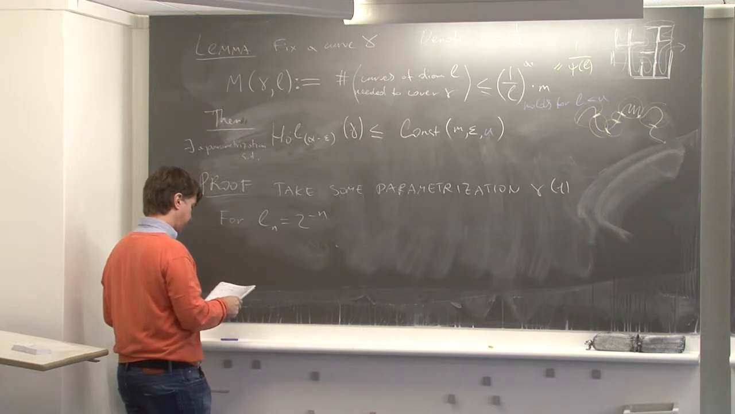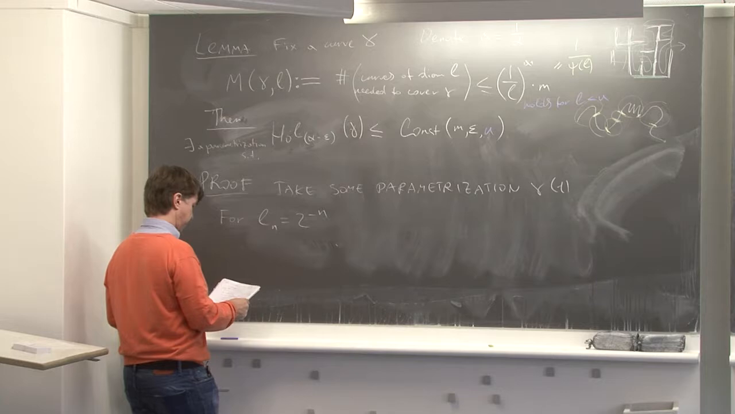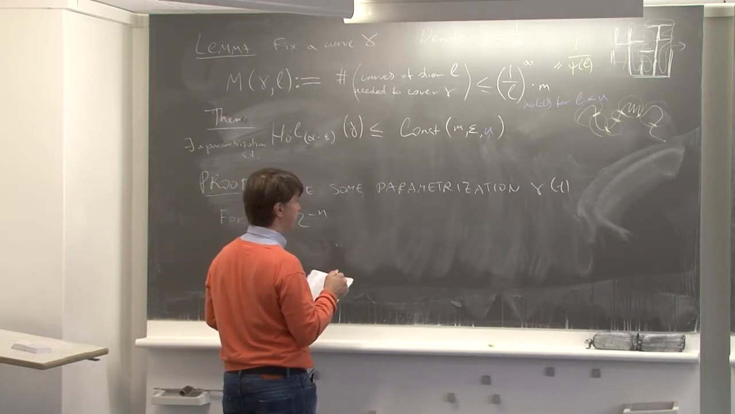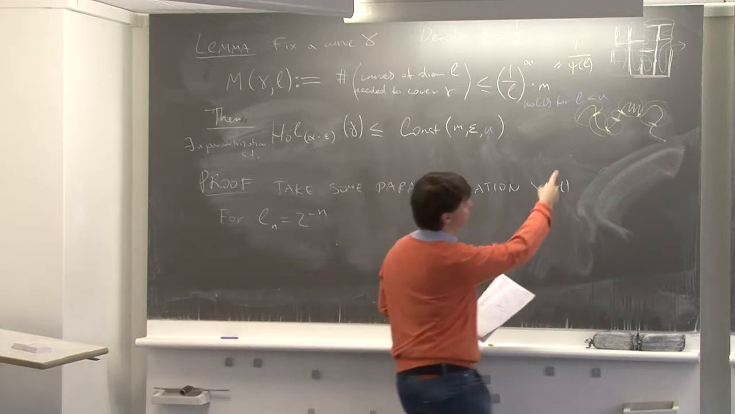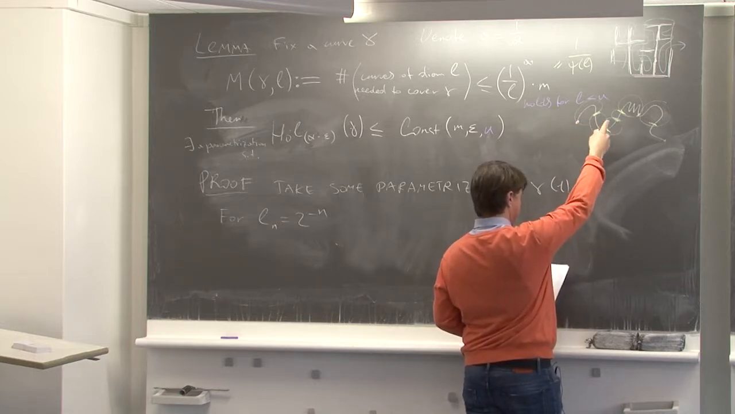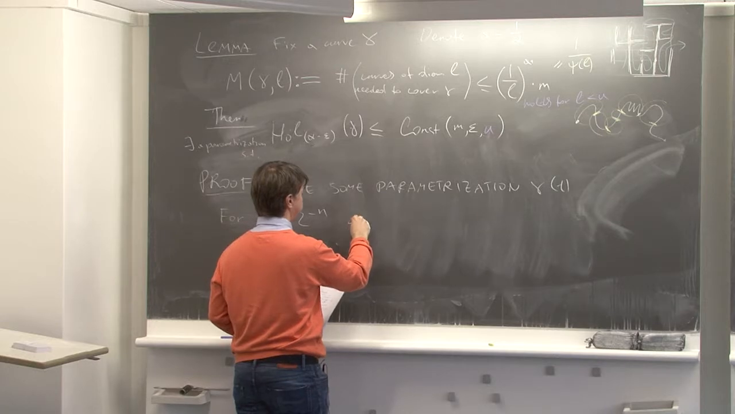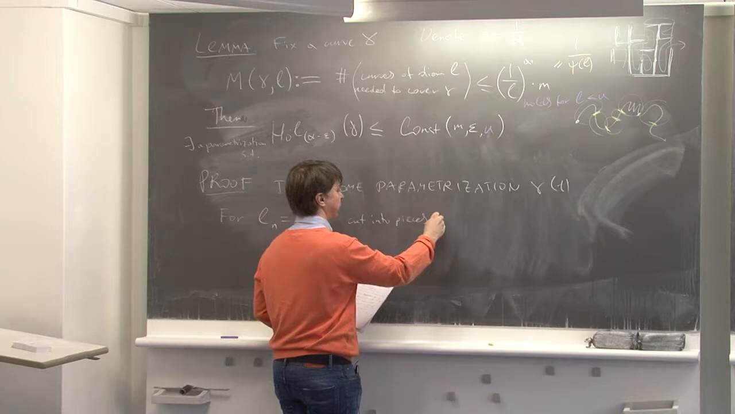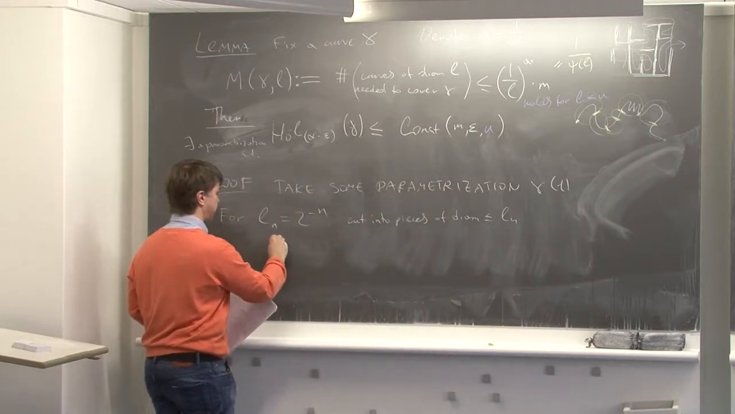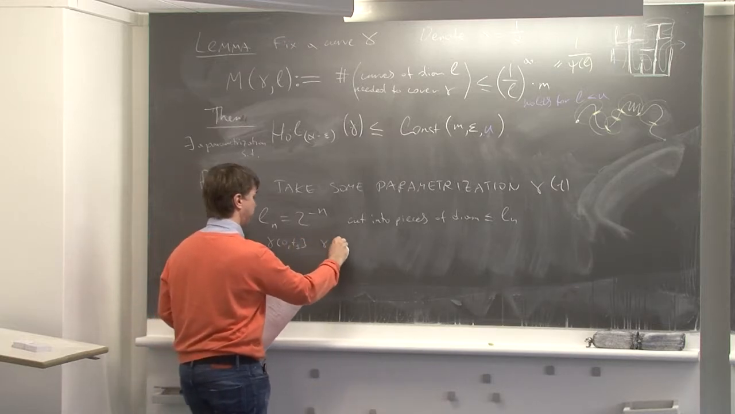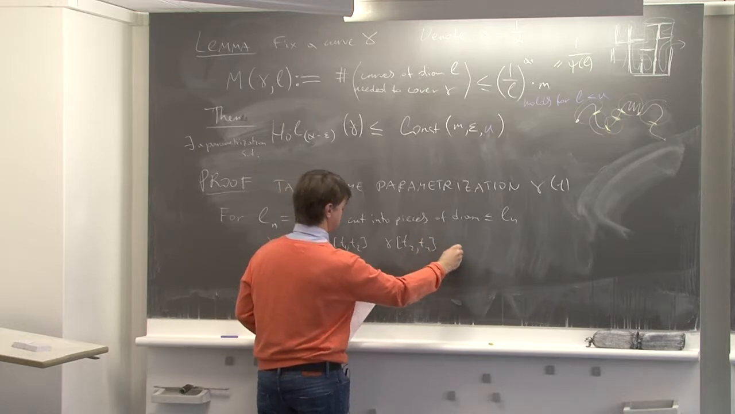So we take some parameterization gamma of t, for L_n equal to 2^-n, and cut it into pieces of diameter at most L_n. Those pieces we can think of as gamma on [0, t1], gamma on [t1, t2], gamma on [t2, t3], and so on.